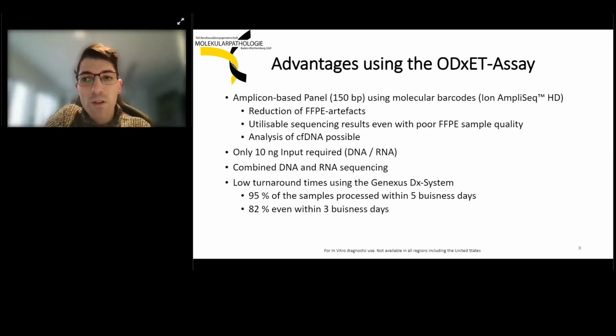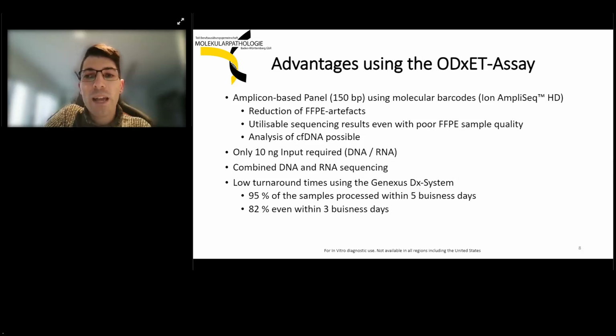And now I'm going to explain why the OncoMine-Dx Express test panel is a potential candidate for our application. One reason is that the panel is an amplicon-based panel with short amplicon size, around 150 base pairs, using molecular barcoding. This helps in reducing FFPE artifacts and even enables sequencing in cases of poor FFPE tissue sample quality. And furthermore, with this panel, we are able to analyze cfDNA samples. The panel requires only 10 nanogram DNA and RNA input, thus dealing well with small sample size.